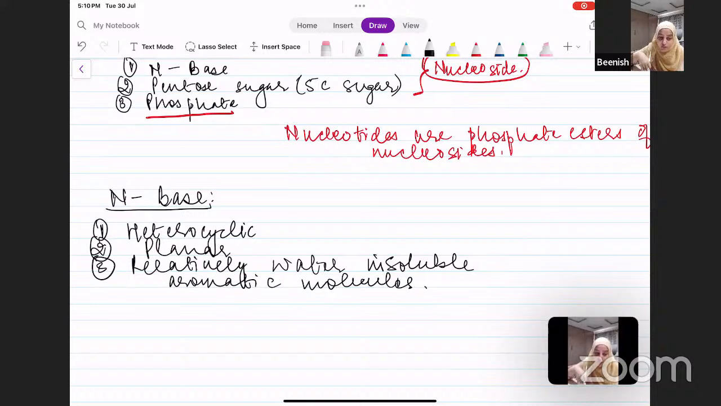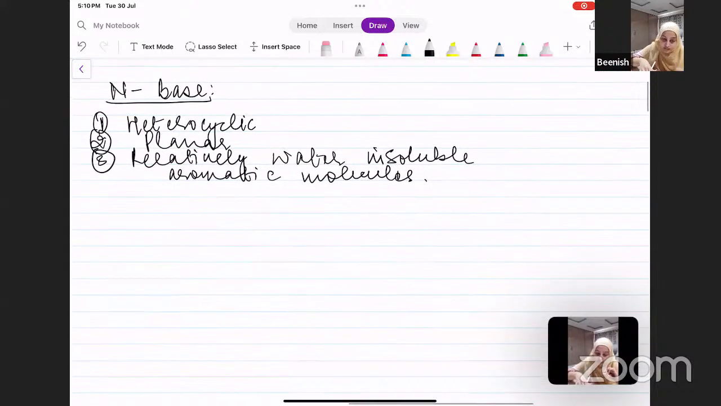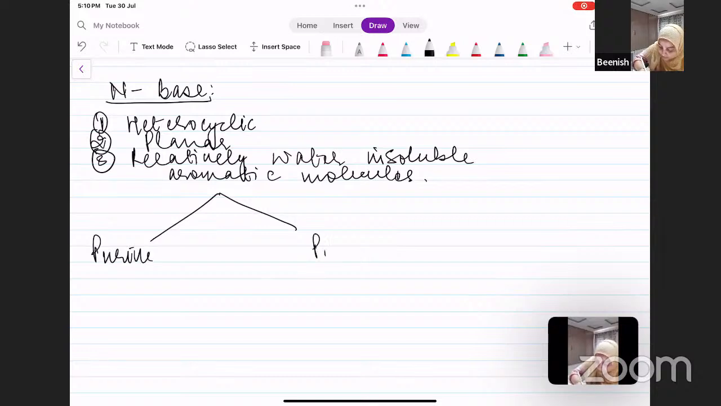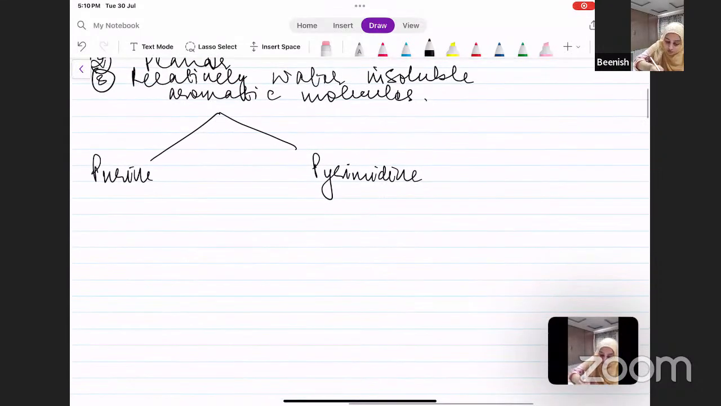Now your nitrogenous bases can be of two types, pyrimidines and purines. Both your DNA and RNA contain pyrimidines and purines. So your nitrogenous bases are of two types, that is purine bases and pyrimidine bases. Now let's talk about the purine bases.